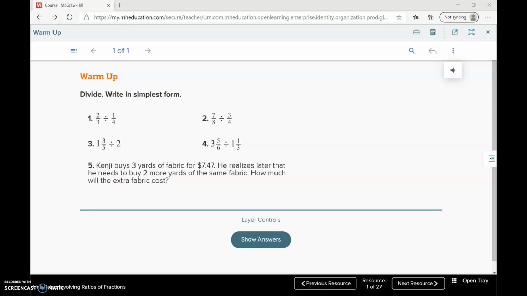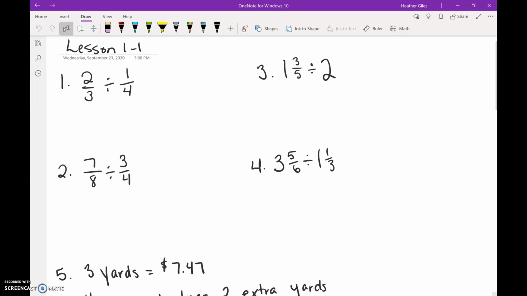All right, welcome back. Let's look at your answer, or the work here. So I wrote them over here so you can see me doing the work. We're going to start with number 1, 2/3 divided by 1/4. Remember, when we divide a fraction, we have to multiply by the reciprocal. The reciprocal is the fraction that I would multiply by to get 1. I have to switch the numerator and the denominator.